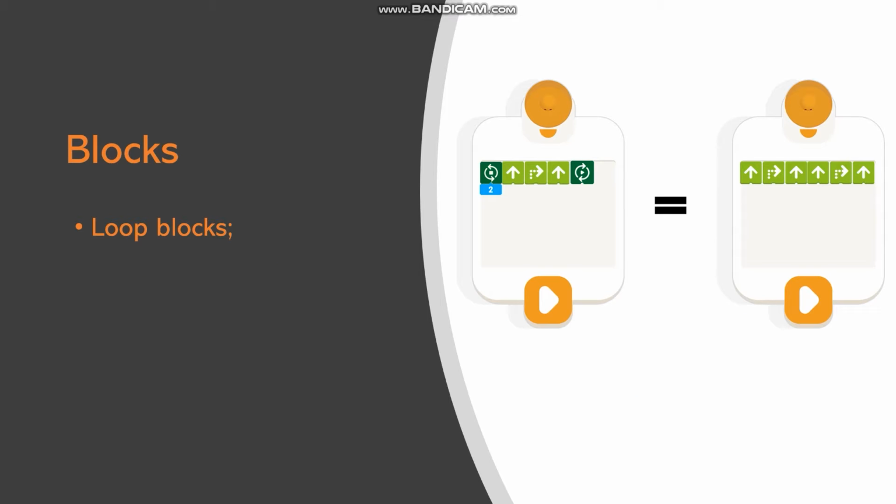Loop begins coding blocks and loop ends coding blocks look like this and this. Loop coding blocks have to be used in pair, and it must start with loop begins coding blocks and end with loop ends coding blocks, like this and like this. Loop coding blocks are usually used with number coding blocks, and number coding blocks need to be placed under loop begin. This means that the commands between loop begins and loop ends coding blocks will be repeated a corresponding number of times.